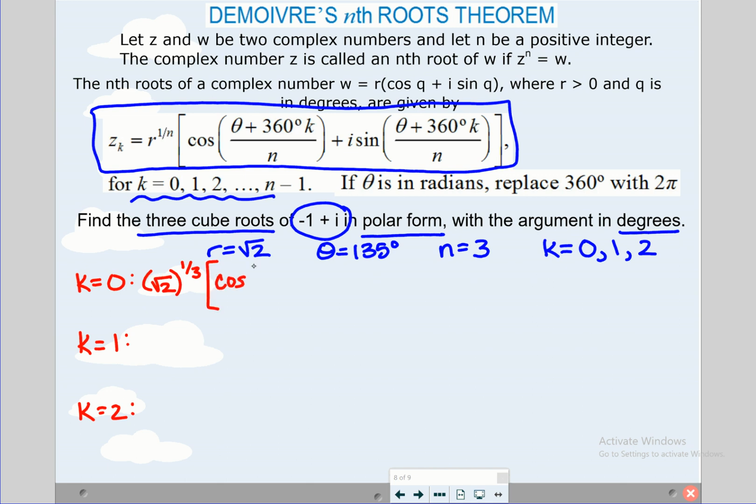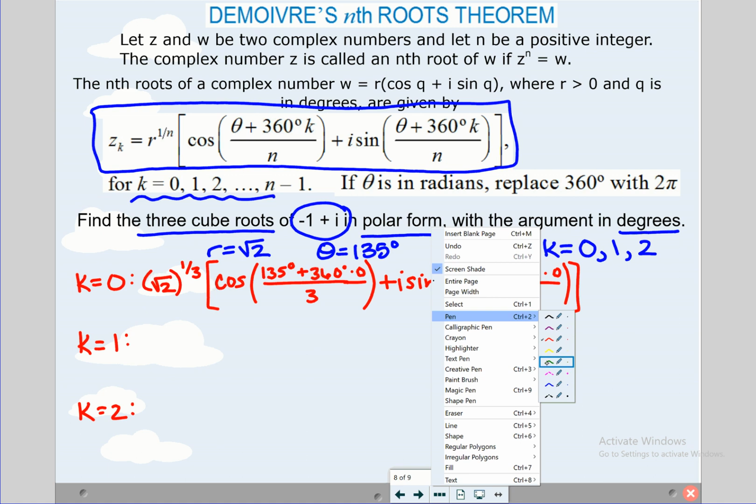Cosine of my angle, 135 plus 360 times 0, where n is 3, plus i sine. Fill it in: 135 plus 360 times 0, over 3. Okay, and then we simplify that.